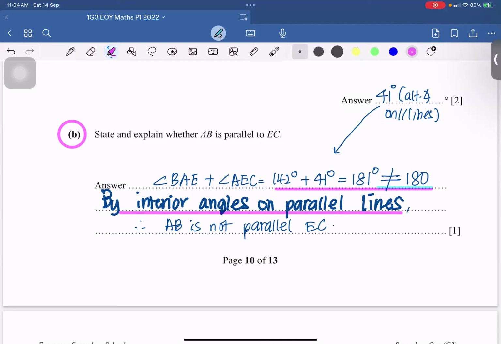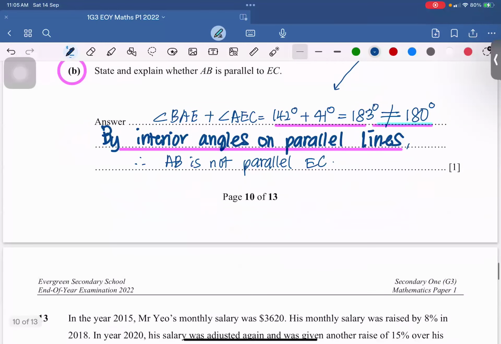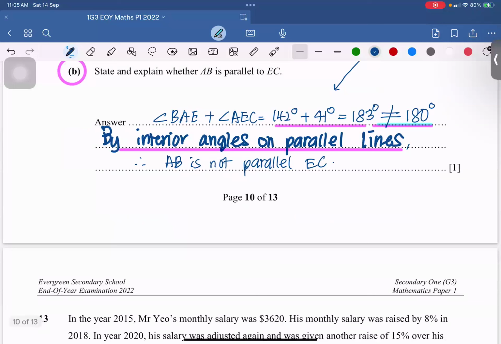Oh, 183. Sorry, I rushed too much. Sorry, 183. Thank you for highlighting. Okay, 183 degrees is not equal to 180. Therefore, interior angles on parallel lines, not parallel to each other. Thank you. All right.